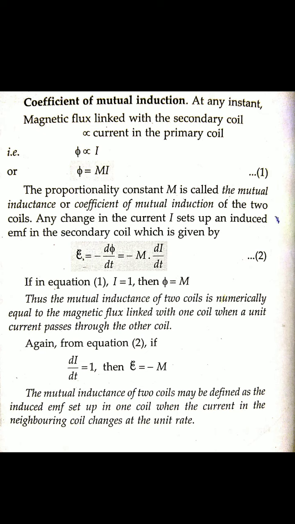So the mutual inductance of two coils is said to be 1 Henry if an induced EMF of 1 volt is set up in one coil when the current in the neighboring coil changes at the rate of 1 ampere per second. Clear? So this is all about the two types of induction: self-induction and mutual induction, or self-inductance and mutual inductance.